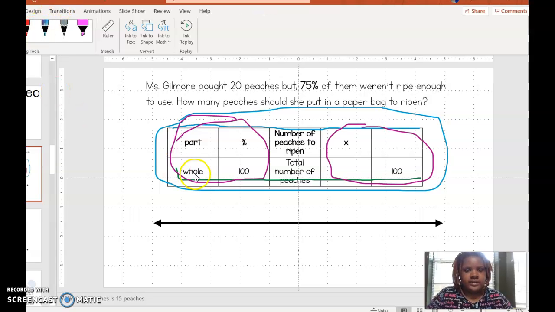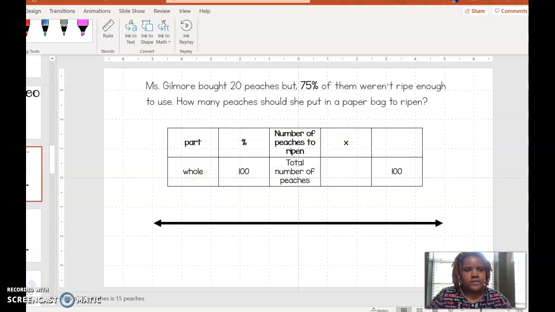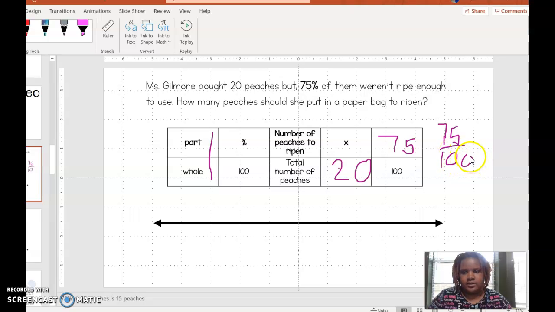So then I'm going to erase these lines so you can see everything. Then I'm going to fill in these last two blanks. The X corresponds with the part. This blank corresponds with the whole, and the whole was just the total number of peaches, which was 20. And then the percent is 75. I'm getting all this information from my word problem. And since I know it's a percent, whenever I change a percent to a fraction, it's always the percent as the numerator over 100.